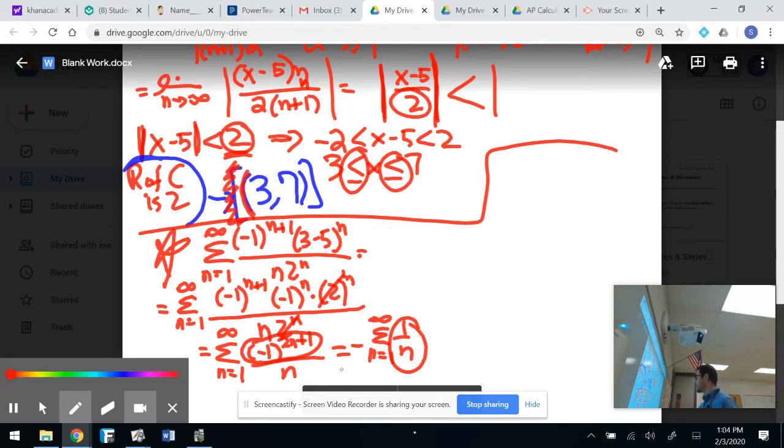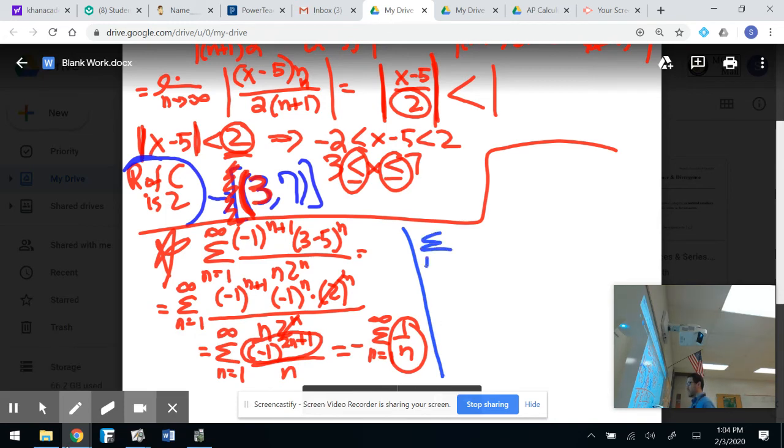Because it diverges when x equals 3, we cannot include that. But from 3 to 7, I'm good to go. Now let's check 7. We'll do it in blue so we don't get confused. How do I check 7? Well, we know everything in between is good to go. We just have to check the endpoints.